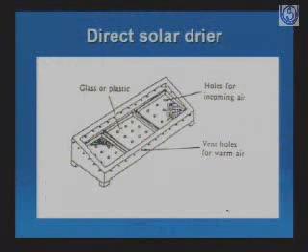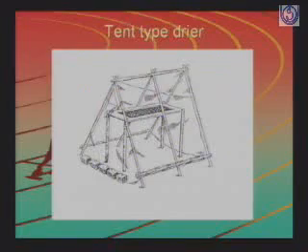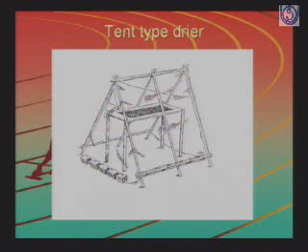Solar drying equipments, so this is the direct solar dryer. Here this is made of glass or plastic. Here solar energy is used just to dry the food. Then this is the tent type of solar dryer. This is made of tent types. This is also made from the tent types.